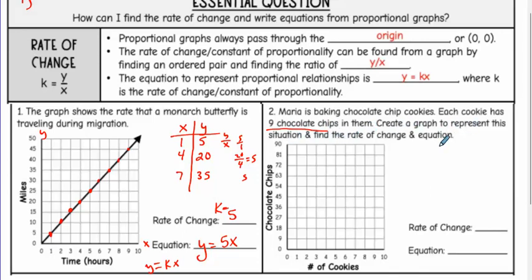So let's first make a little chart here. Okay, so my x value, well, look down here. This is my x-axis. So my x value is going to be my cookies. Let me spell that right, cookies. And then my y value is chocolate chips.